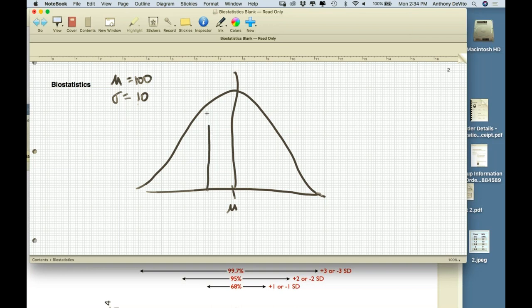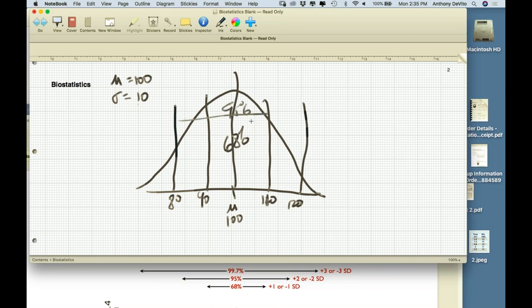One standard deviation below the mean to one standard deviation above the mean will represent 68% of the population. That means that 68% of the population has a blood pressure between 90 and 110. How about if I went to two standard deviations out? That would be 20 away. 20 below would be 80, and 120 above. 80 and 120 would represent 95% of the population.